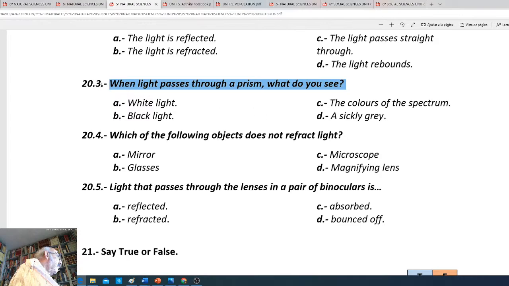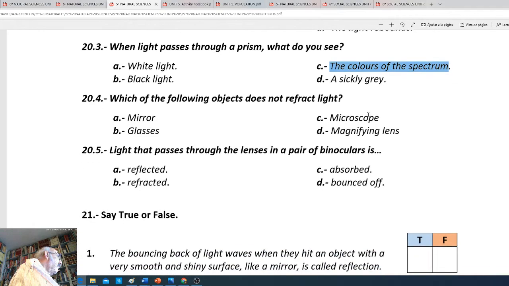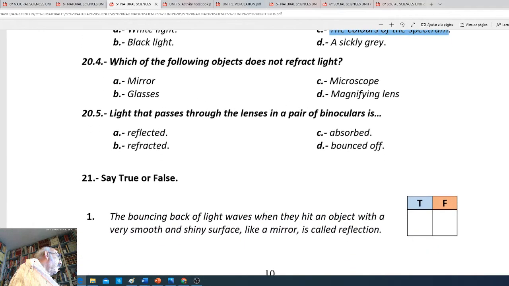So 23. When light passes through a prism, what do you see? White light, black light doesn't exist. The colors of the spectrum, see? A sickly gray. What do you think? Yes, you're right. So we can see the colors of the spectrum, and these colors are called rainbow. Very good. So next, 24.